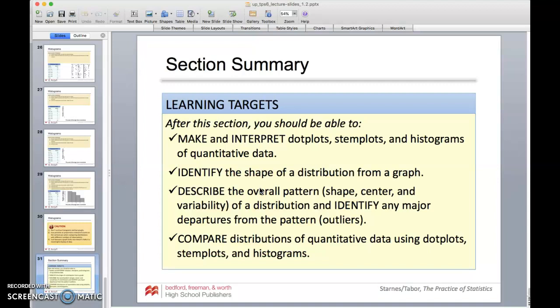Well, make and interpret. We talked about dot plots, stem plots, histograms. We should be able to describe the shape. Remember, it certainly could be symmetric, or a lot of times we say roughly symmetric, and then it could be skewed left, skewed right. And describe that. Where's the center? What's the shape? We just talked about that. The variability. What's the low to high? And if there's any outliers, and then compare those distributions. You should be able to compare them. And again, always use context when you're describing those types of things.